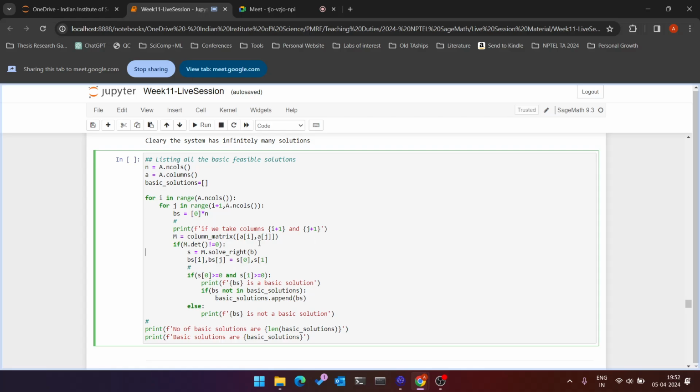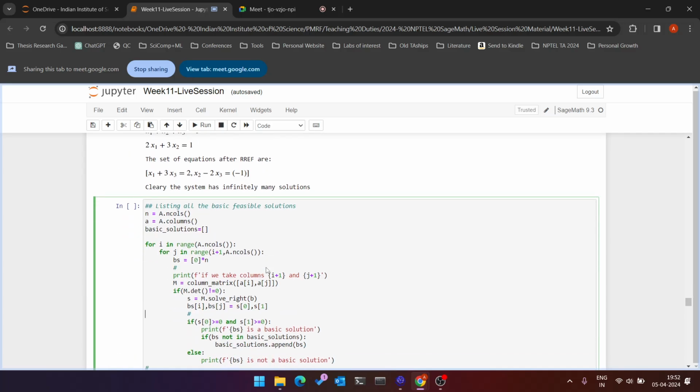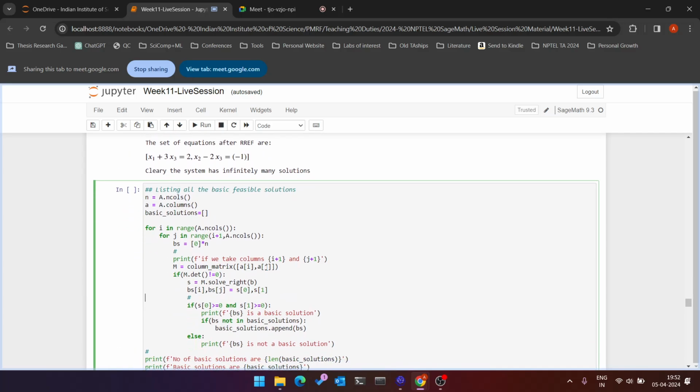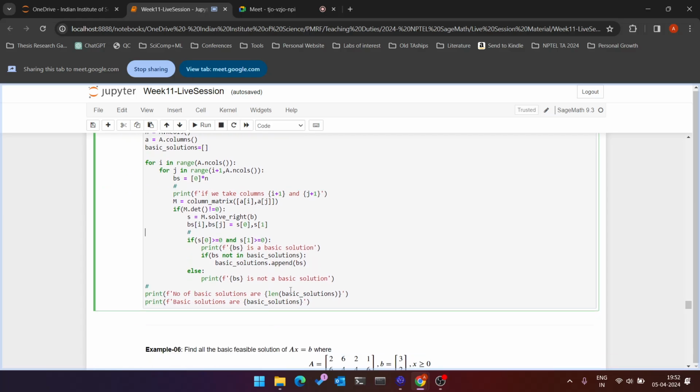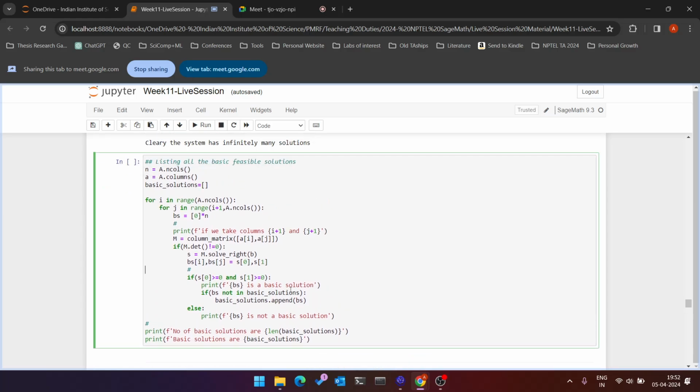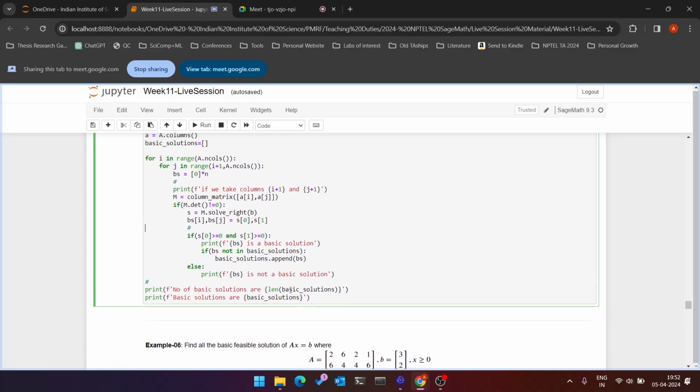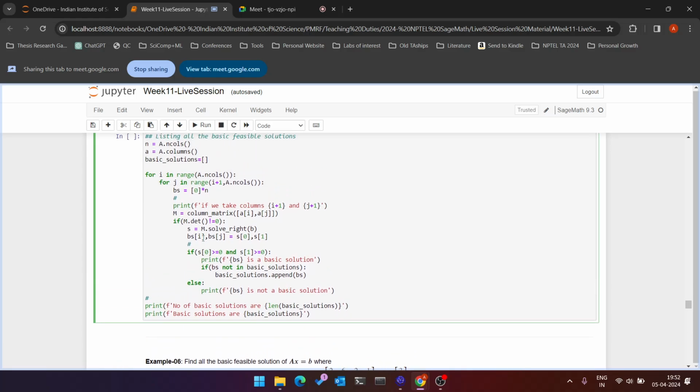If that matrix M is invertible, then we solve for the basic solution Bs of i and Bs of j equaling S0 and S1 respectively. So here we only have two equations, which is why I am directly taking the i and j columns. If we had more, we could have taken i, j, k columns and so on and so forth. And from those, we determine what my basic solution looks like.